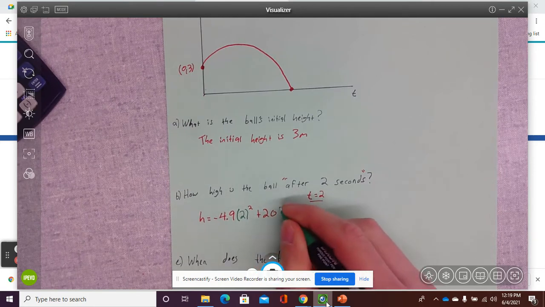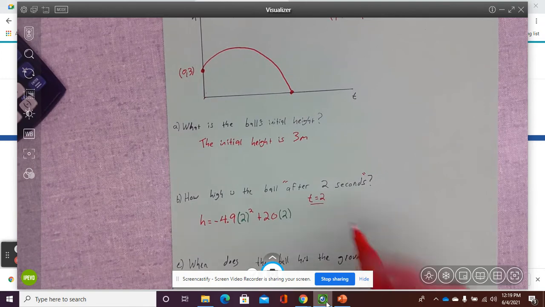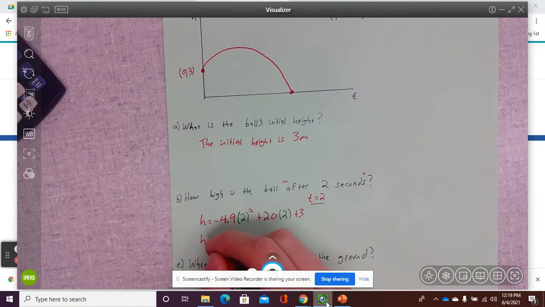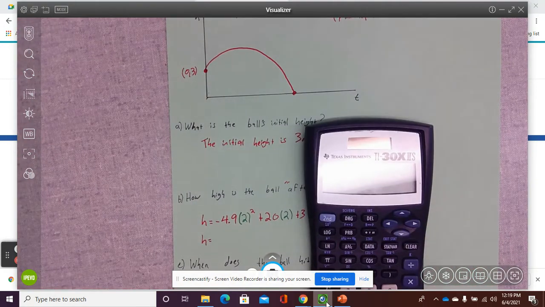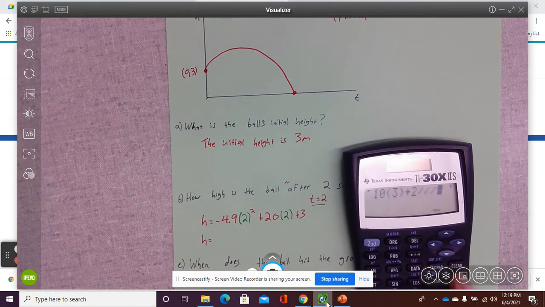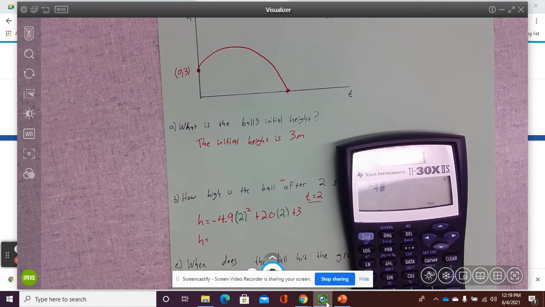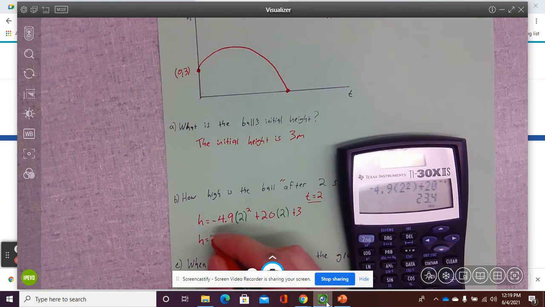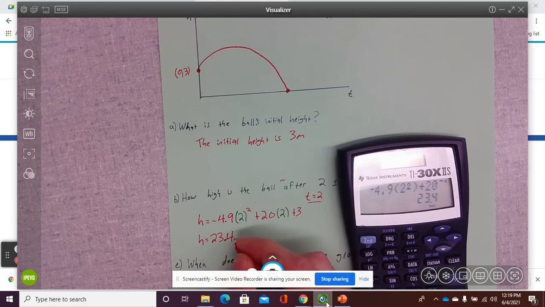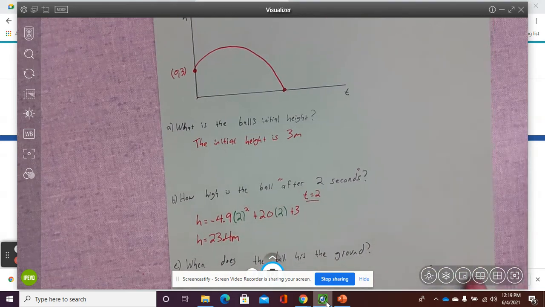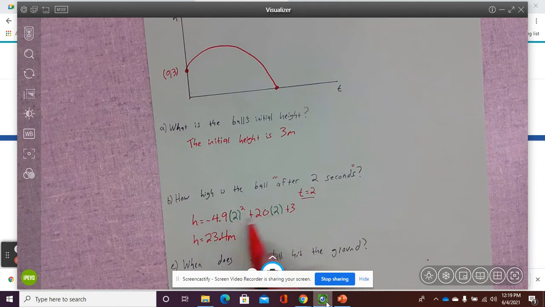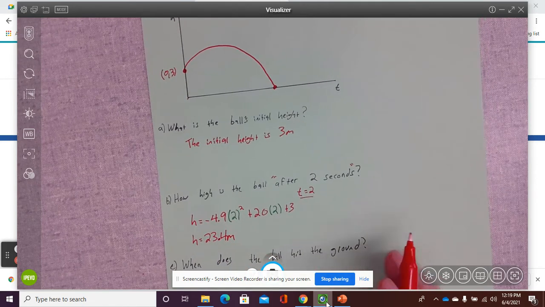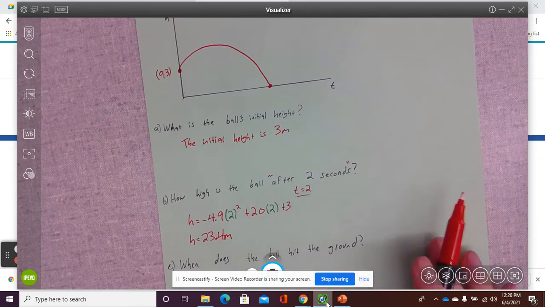We could reduce this from however many steps we feel comfortable with. If you're using a scientific calculator, which hopefully you are for this course, I can plug that directly into my calculator and figure out the height in one step. So I'm going to type that in, negative 4.9 times 2 squared plus 20 times 2 plus 3. Okay, so after 2 seconds, the ball is 23.4 meters high. So if I know t, then I can plug it in and solve for h. So that would work to figure out the height of the ball after any amount of time.